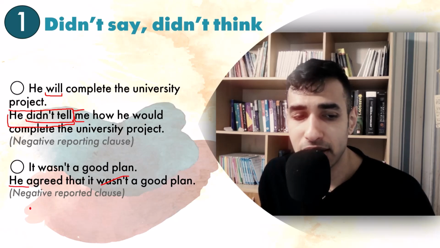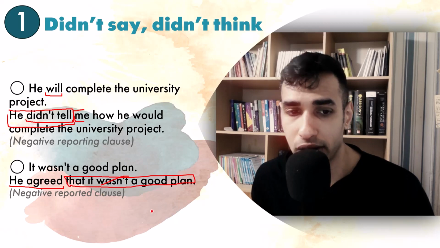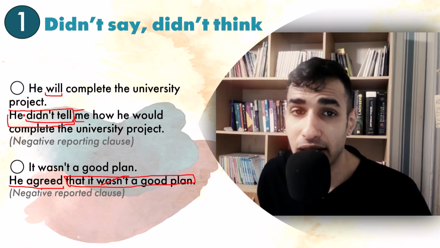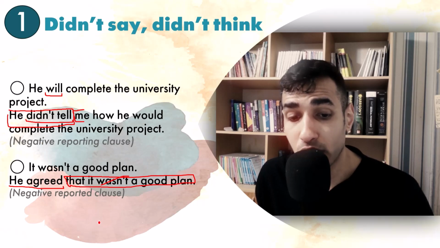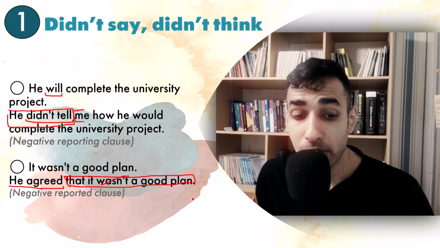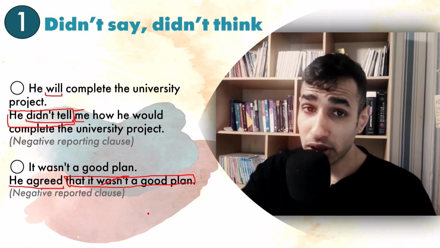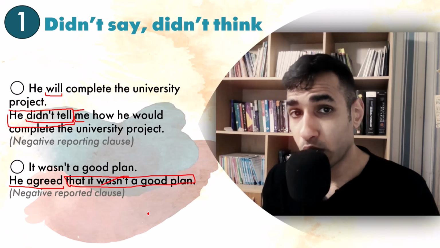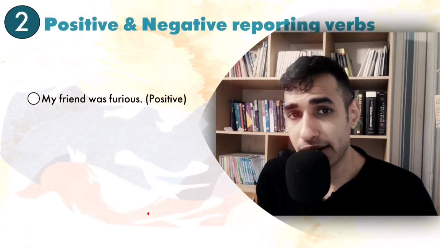Well, he agreed is positive, and now the reported clause is negative. It wasn't or it hadn't been a good plan. So the first sentence, he didn't tell, the reporting clause is negative. The second sentence, it wasn't or hadn't been a good plan, the reported clause is negative. So you can either make the reporting clause negative or make the reported clause negative based on what you want to say. Both of them are correct.